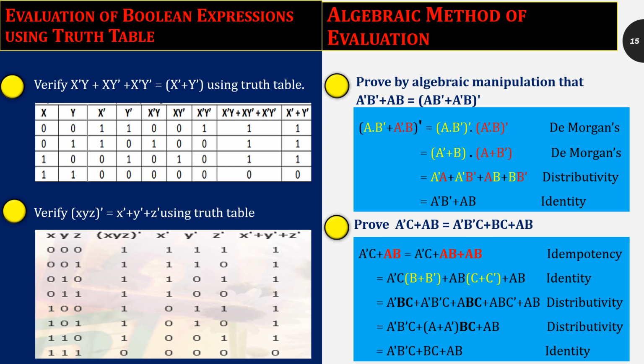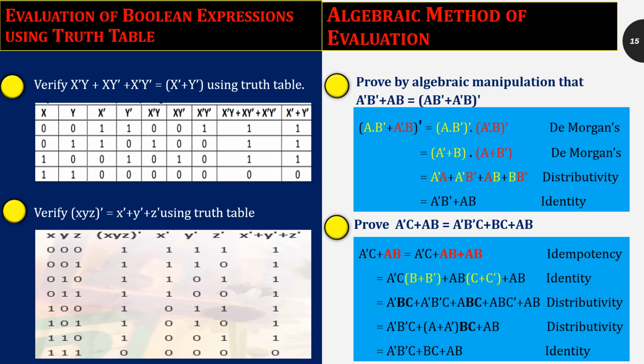Then we apply the identity law, A bar C into B plus B bar. As you know, B plus B bar is 1, so A bar into C into 1, where that 1 is replaced with B plus B bar. The B term is missing in the A bar C, so we take that value as B plus B bar: A bar C into B plus B bar. Then in the second term, C is missing, so we multiply by the term C plus C bar: AB into C plus C bar, plus AB.